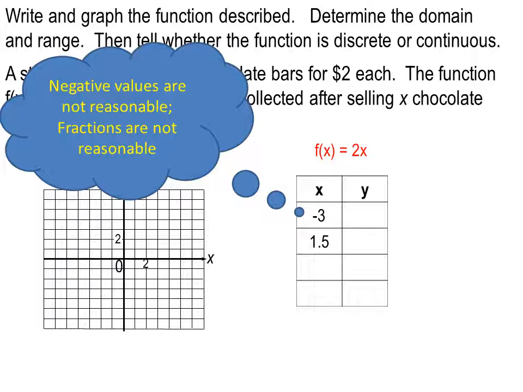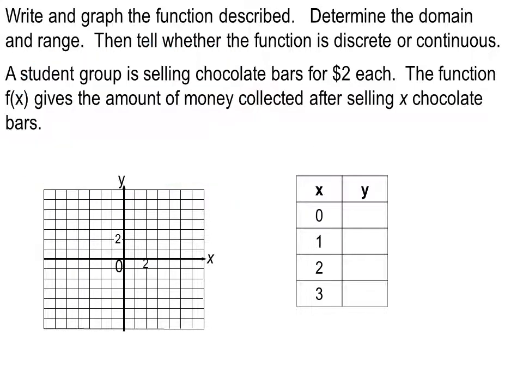We want to create a table of values. However, negative values and fractions are not reasonable. Who can explain to me why? Write it down in your notes and we'll discuss it in class. Here are the values that we want to use to create the graph for this scenario. These are the corresponding y values.